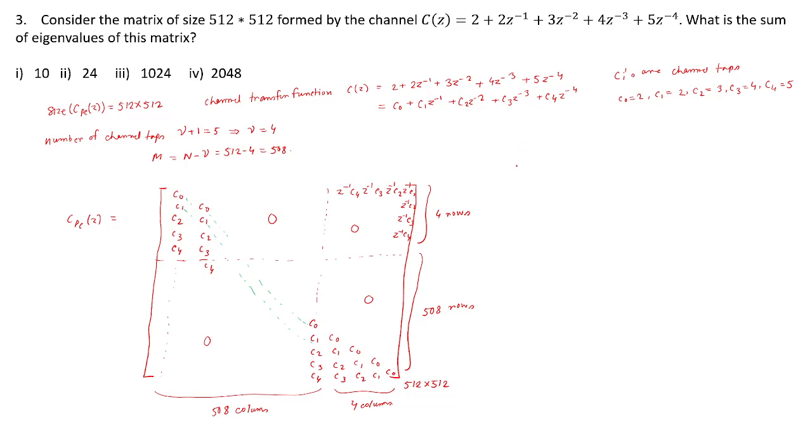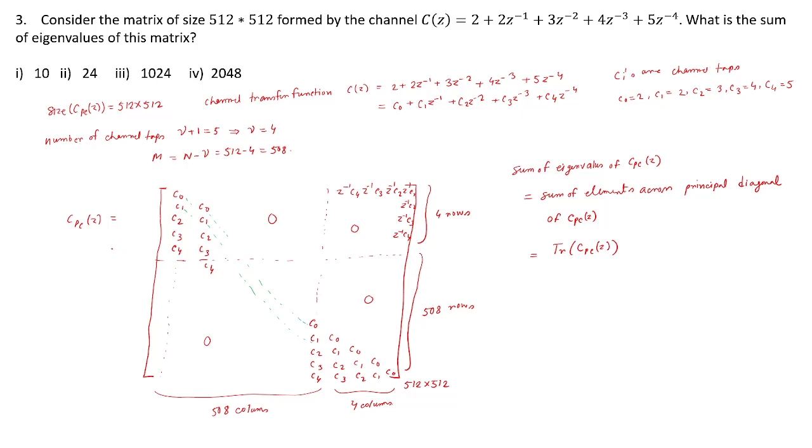And we are going to use the algebraic property that the sum of eigenvalues of C, P, C, Z is equal to the sum of elements across the principal diagonal of C, P, C, Z, which is a mathematical way of saying the trace of C, P, C, Z.